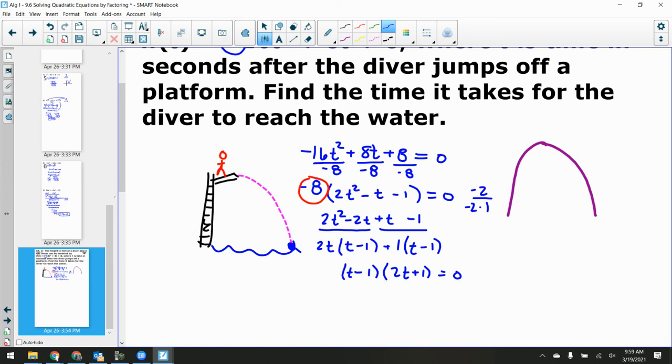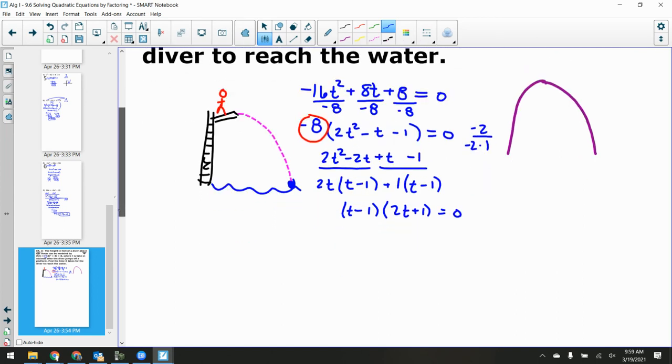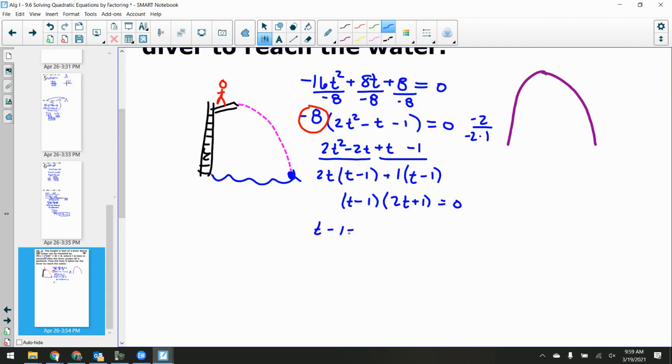And now we set both pieces equal to 0. We say t minus 1 equals 0, and we say 2t plus 1 equals 0. Now, I add the 1. I get t is equal to 1. Subtract the 1. I divide by 2. I get -1/2. Now, could I actually hit the water at 2 different times? No, that doesn't make sense. So what's wrong with one of these?